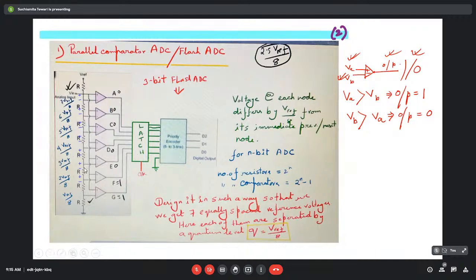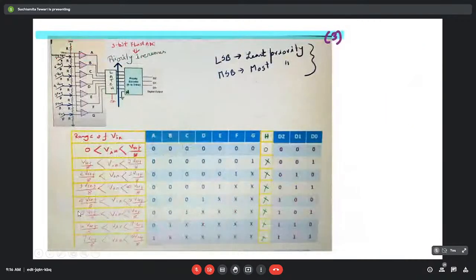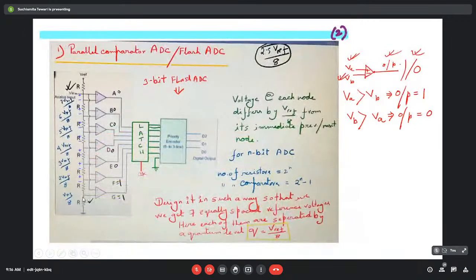So here from this figure, we can say that we have gotten 7 equally spaced reference voltages. Here, suppose it is V reference 7, here V reference 6, V reference 5, etc. Now, if we want to calculate the reference voltage at these points, we can simply say that for this one, what would be the voltage at this point? Simple, it is the drop against this resistor R.